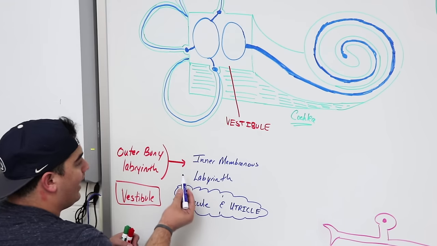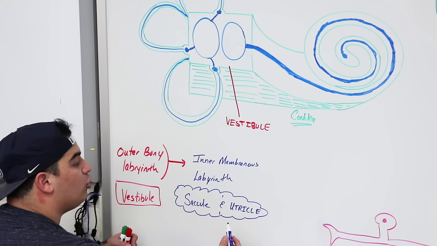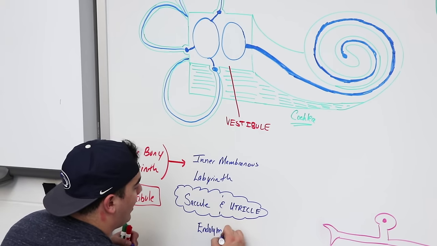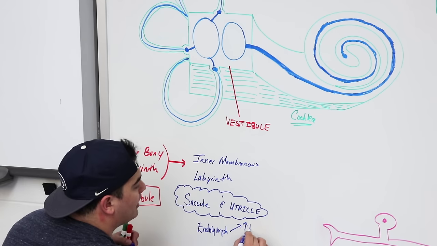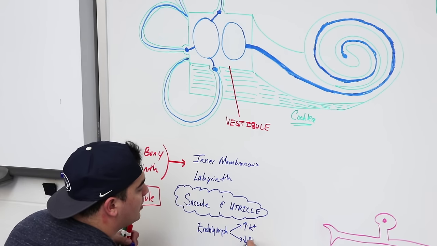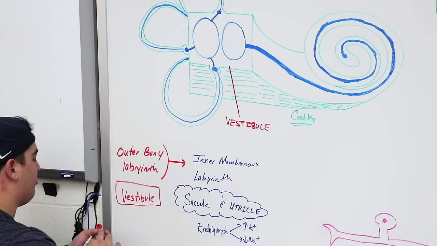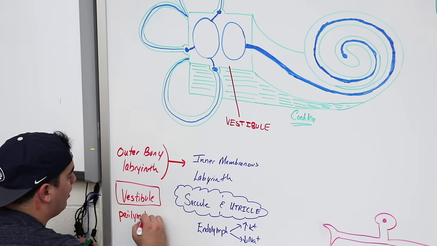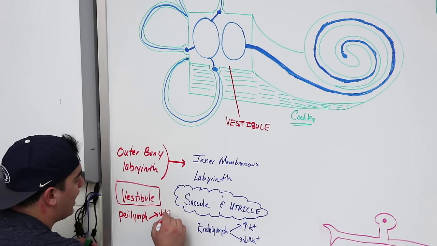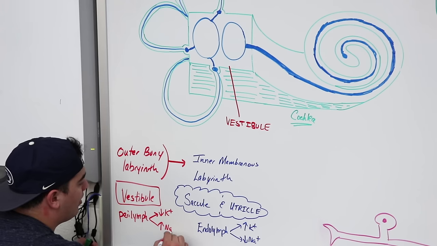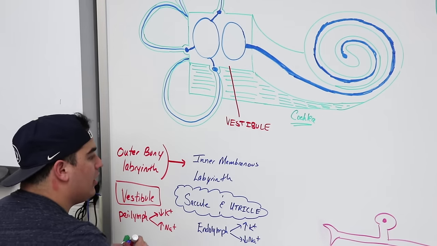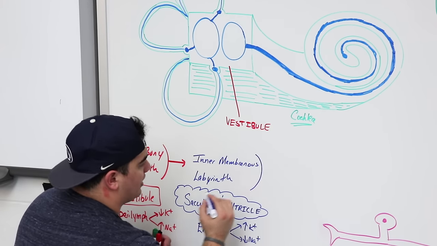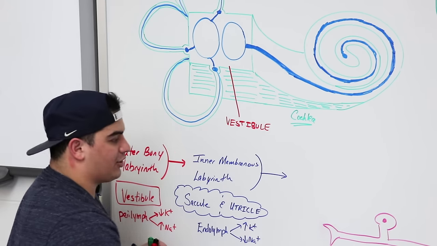This one is consisting of a fluid called endolymph. We have to remember that. Endolymph is high in potassium, low in sodium content. Whereas the vestibule, the outer bony labyrinth, is made up of perilymph, which is low in potassium concentration and high in sodium concentration, very similar to the composition of cerebrospinal fluid.